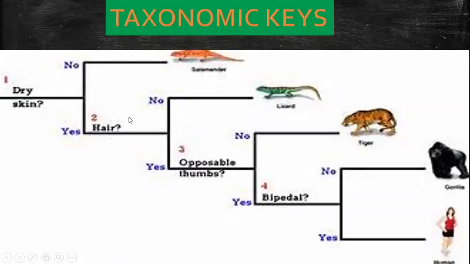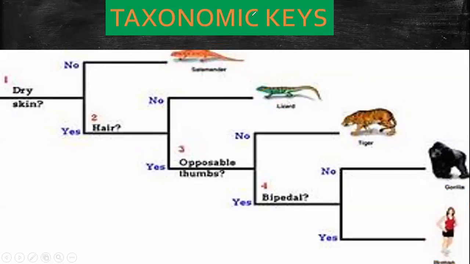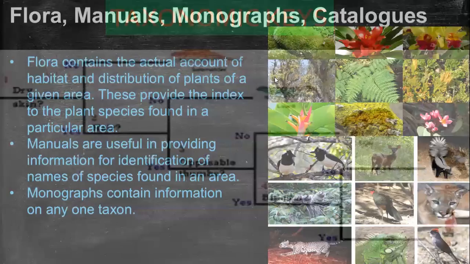Taxonomic keys, like this. First, a question will be asked. Dry skin, yes or no? If it is no, the organism will be this one, salamander or something. If it is yes, next question, whether it has hair, yes or no. If it is no, it will be this. If it is yes, another question like that. If it is yes, next question, whether it is bipedal. If it is no, it is gorilla, and if it is yes, it is human. From this, we can conclude that the organism is a human. That is about taxonomic keys.